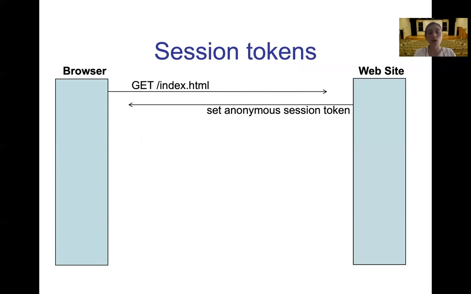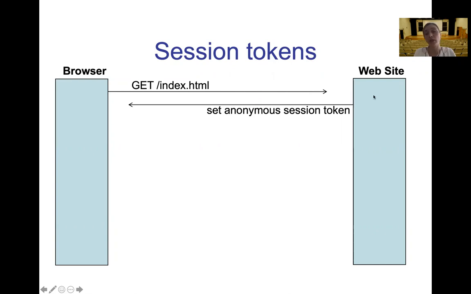So here's how it works with session tokens. Let's say that the user is browsing, and they request the index page from a website, which is usually the first page where you see the home page. So the browser does a GET request for the user. The website says, okay, I don't know who this user is, but I'm going to assign them an anonymous session token, because the user hasn't logged in yet. But this session token is still useful.